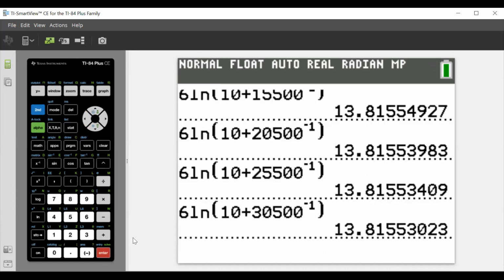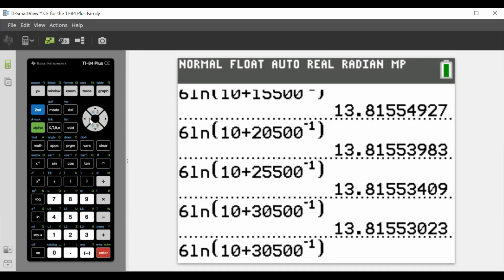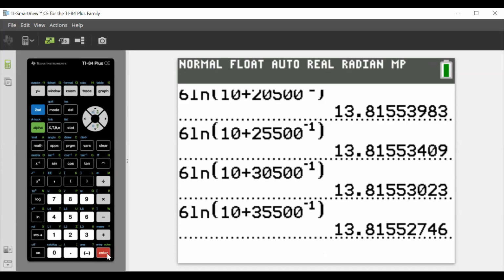We still have that 3 there, so 13.8553. Okay. And now we do one last one because the table had it here. So that was a 5, and we get 13.85527. Okay. So now let's go back to our table and figure out what we think the limit is going to be.